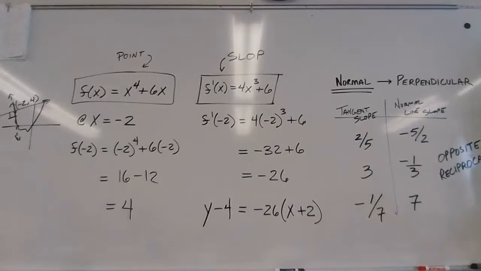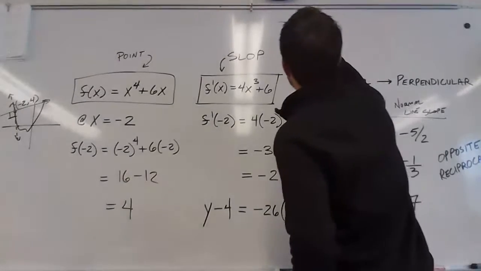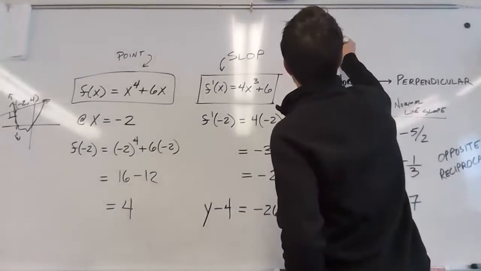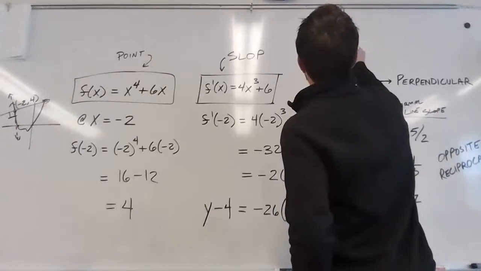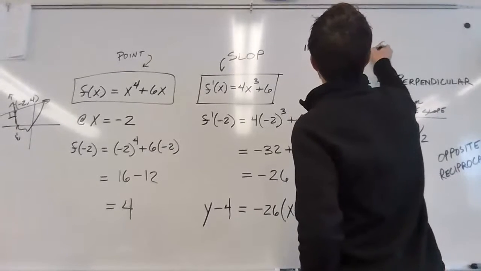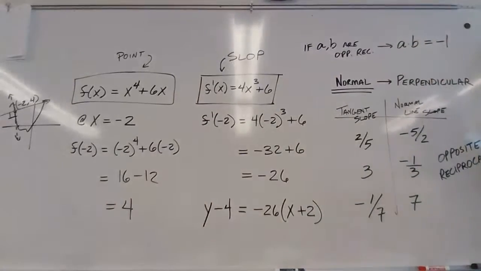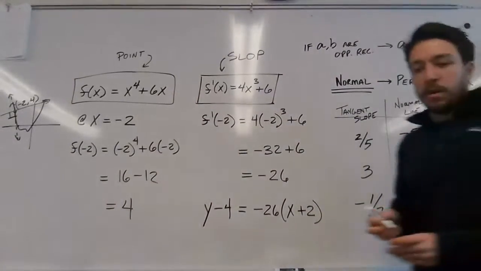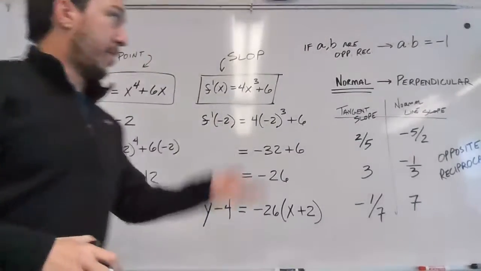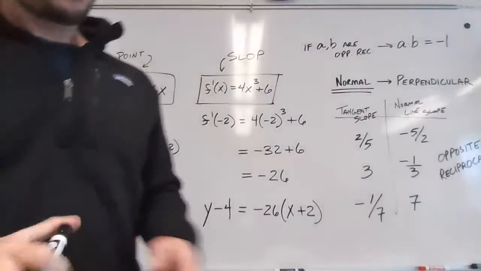If you want a rigorous definition of what opposite reciprocal means, it's 2 numbers that when you multiply them together, what do you get? -1. So you could say something like, if A and B are opposite reciprocals, then A times B is -1. It's kind of an unnecessarily precise definition, but if you wanted one there, I know you were clamoring to know that.